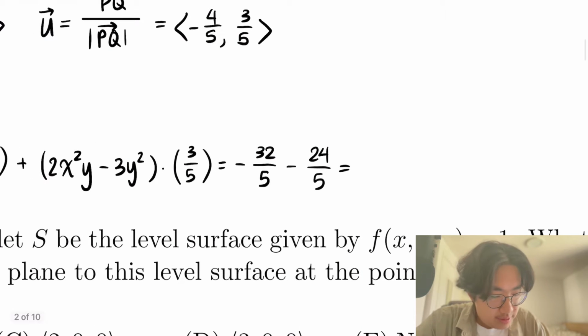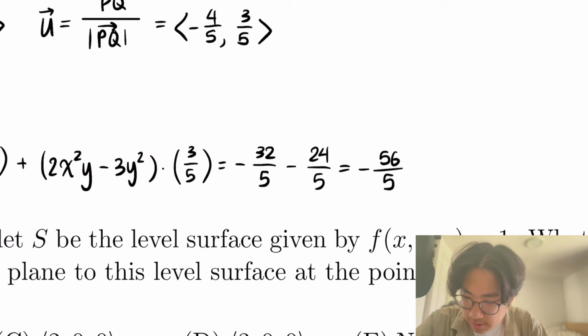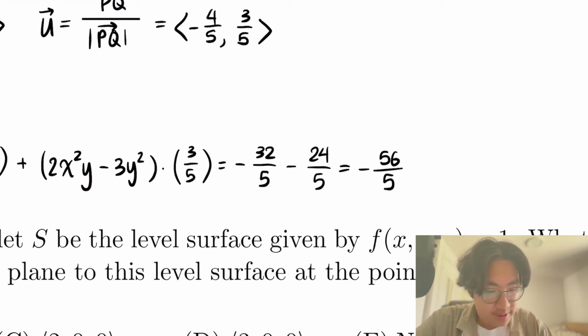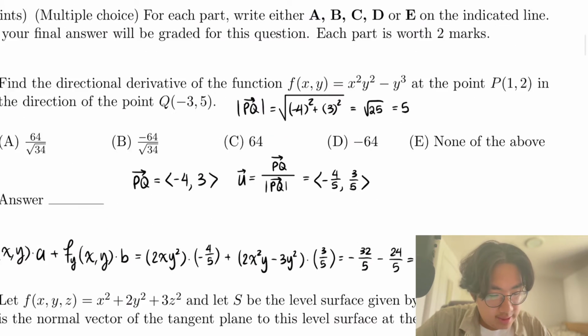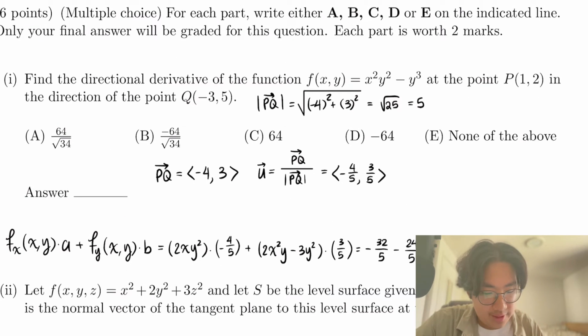And then finally, you just add or subtract these, so you get negative, I believe, 56 over 5. I feel like I got a different number. Oh, no, it was negative 56. Okay, perfect. In this case, if you look at your options here, clearly none of them will match this.